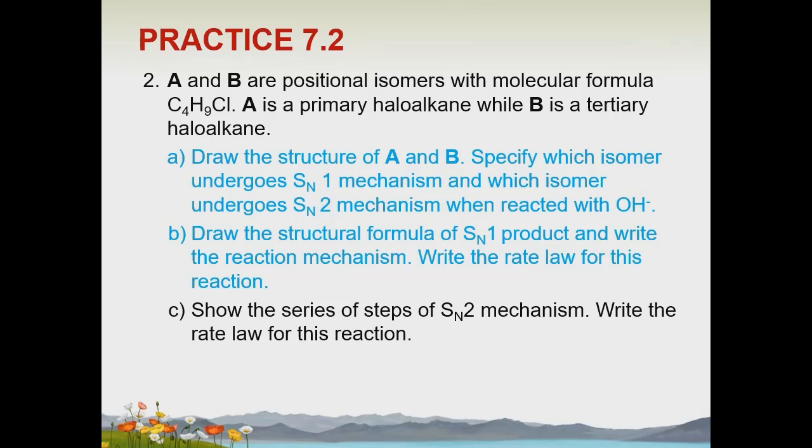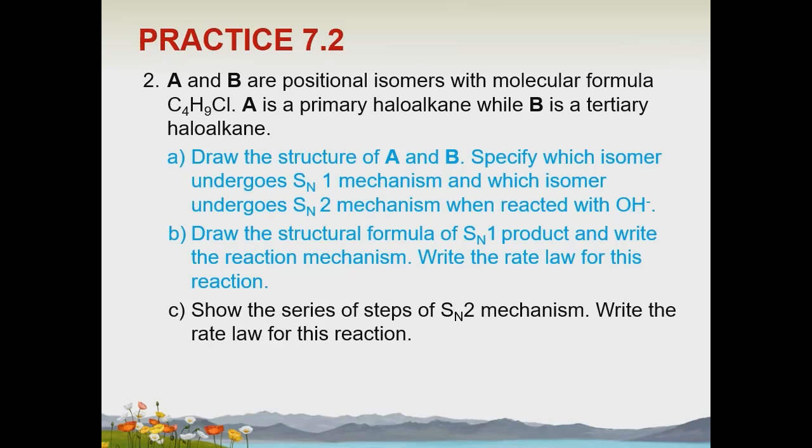Question 2, you need to identify what A and B are. Both of them are positional isomers with molecular formula C4H9Cl. A is a primary haloalkane, B is a tertiary haloalkane. So you need to specify which will undergo Sn1 and which will undergo Sn2 by drawing the structural formula of the products and writing the reaction mechanism for both of the types.